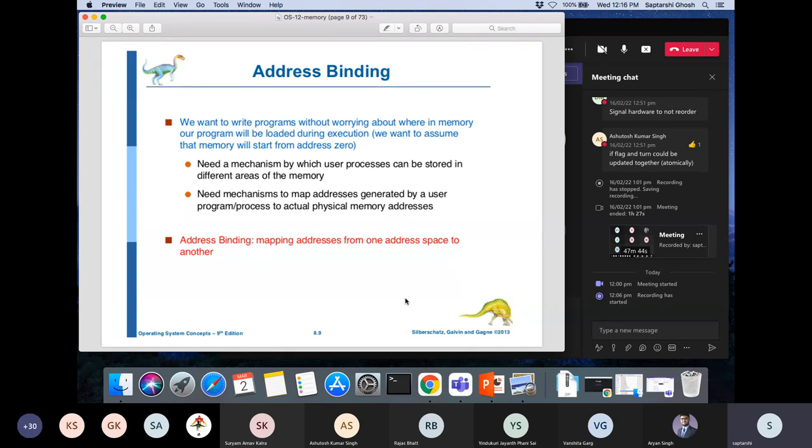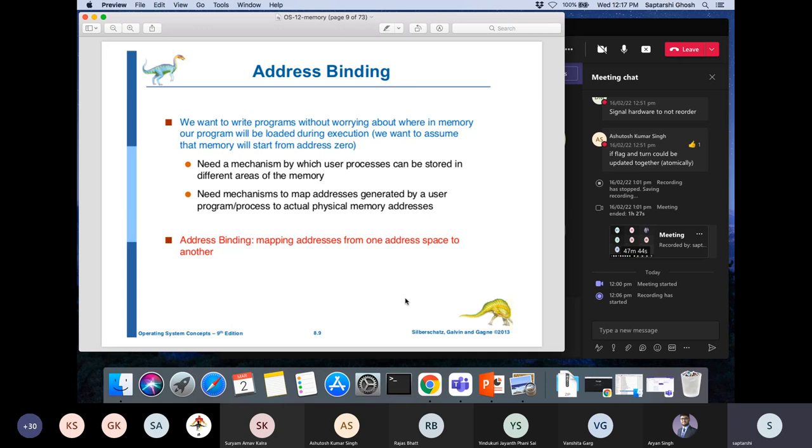Because of these expectations from users, there comes this technique of address binding. Basically, a user wants to write programs without worrying about where in the memory the program will be loaded during execution. We want to assume that memory addresses will start from 0. Now multiple users have these expectations and all their programs should run together. Therefore, there needs to be some mechanism to map the addresses generated by a program to actual physical addresses.